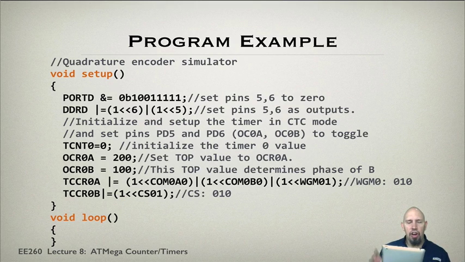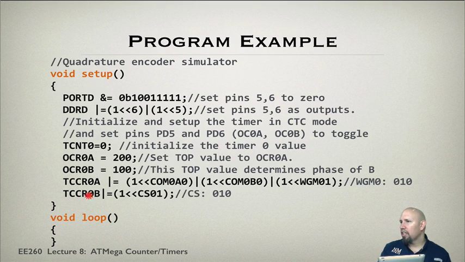And once you start this program, it runs, regardless of what's going on in the loop. So this actually sets up that simulator for the quadrature encoder at the desired frequency. Now, if you want to change the frequency, you can do that in a number of ways. Again, you can choose the clock.